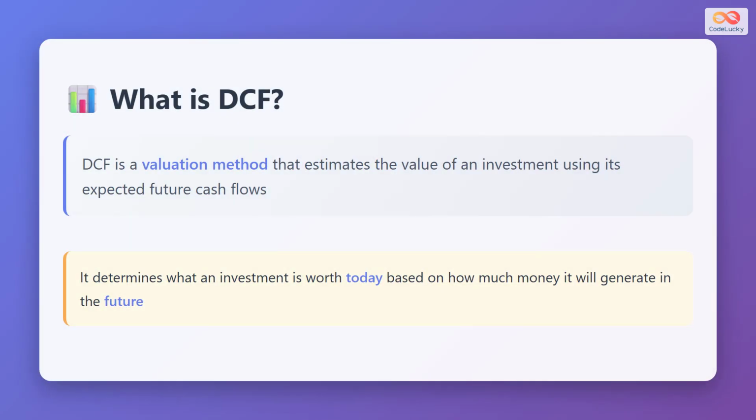DCF is a valuation method that estimates the value of an investment using its expected future cash flows. In simple terms, it helps us determine what an investment is worth today based on how much money it will generate in the future. This is crucial for investors, business owners, and financial analysts who need to make informed decisions about buying companies, evaluating projects, or assessing investment opportunities.